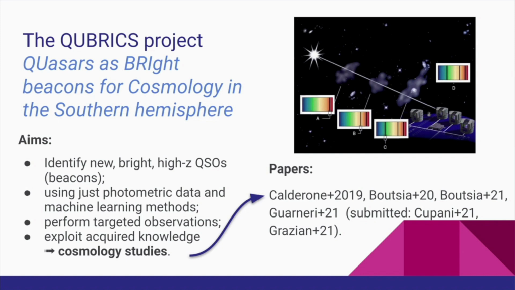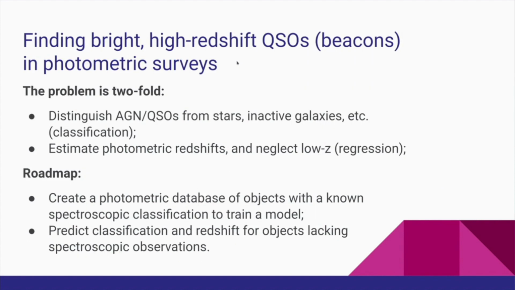The QBRICS project already produced several published papers. A few more are currently under review, and more papers are yet to come. Note that the problem of finding high redshift QSOs in the sky is actually twofold. We need to distinguish QSOs from stars, galaxies, and other sources in the first place, and then we need to estimate a redshift in order to discard low redshift candidates.